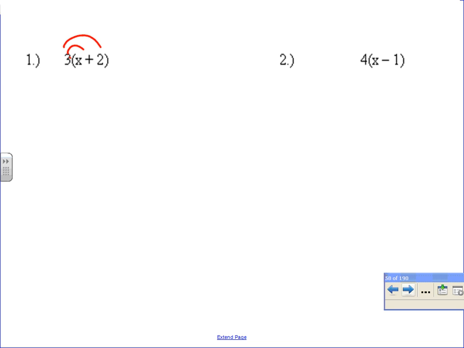Okay, Jeremy, what's 3 times x? Okay, Justin, what's 3 times 2? Good. Can you combine those? Are those like terms? No. Your answer is done. That's it.